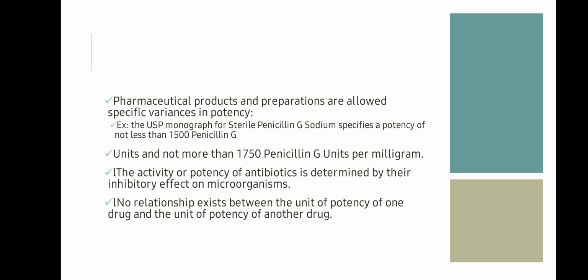Pharmaceutical products are preparations allowed specific variance in potency. Example natin dito yung USP monograph nga. Sa USP monograph, doon mo makikita yung kung paano mag-assay ng isang product. Units and not more than 1,750 penicillin G units per milligram. The activity or potency of antibiotics is determined by their inhibitory effect on microorganisms. No relationship exists between the units of potency of one drug and the unit of potency of another drug.